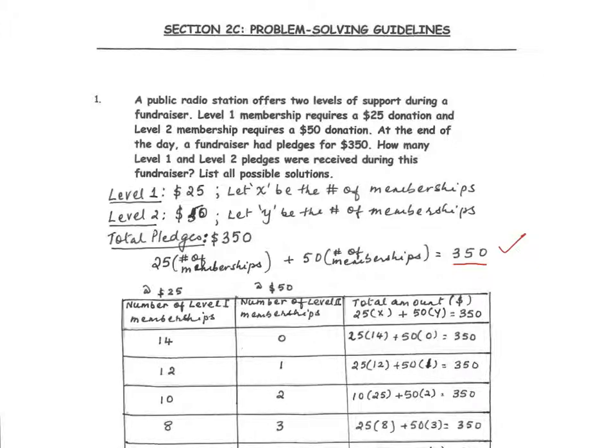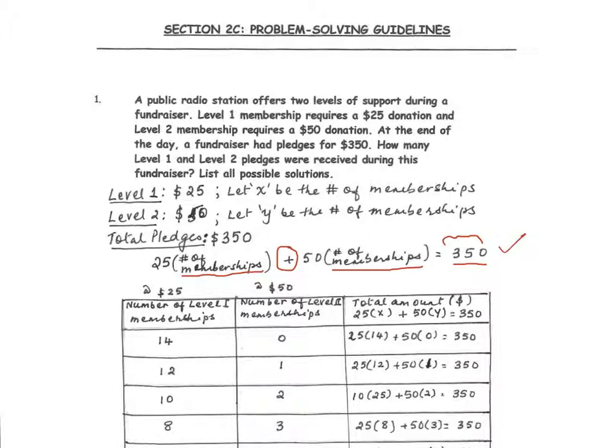How did we get to 350? So there are a certain number of level 1 memberships. We multiply that with 25. That gives us the total of the amount collected in level 1 memberships. We add that to the total amount collected in level 2 memberships. So we multiply $50 with the number of level 2 memberships, and the sum total is $350.